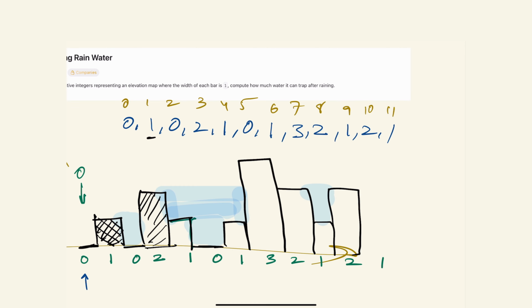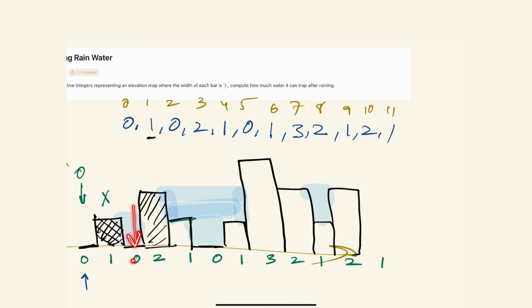Now move to the next wall, which is of height 1. What is the left side maximum height of the wall? It is 0. On the right side it is 3. So the minimum between 0 and 3 is 0. Then subtract 1. The value will be negative. So I am going to ignore this value because it is no more positive, okay.